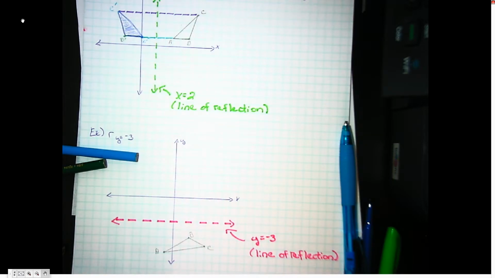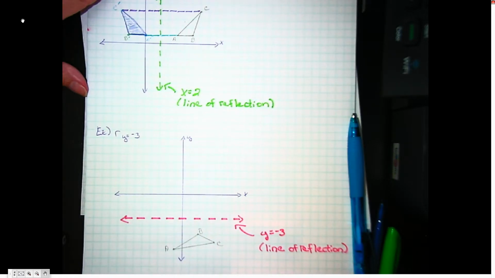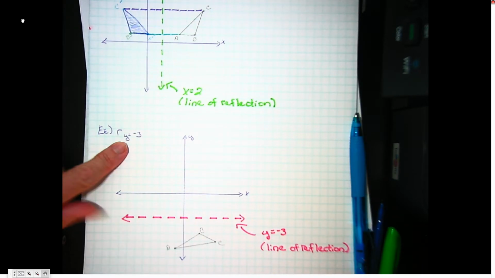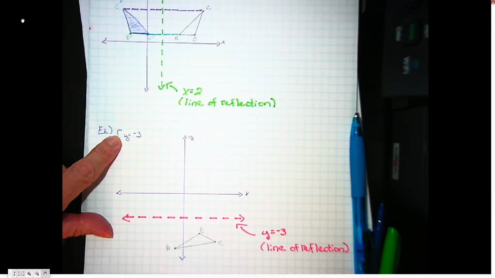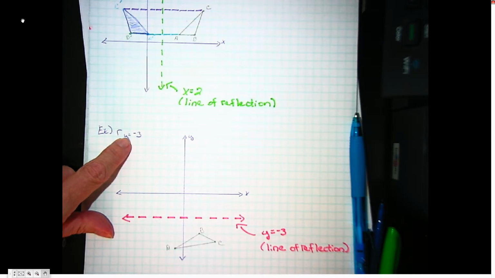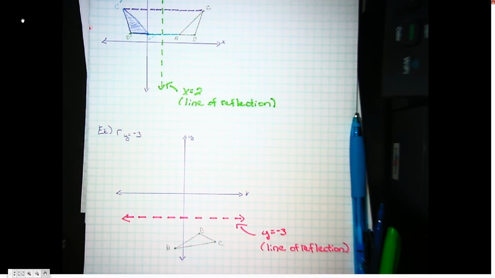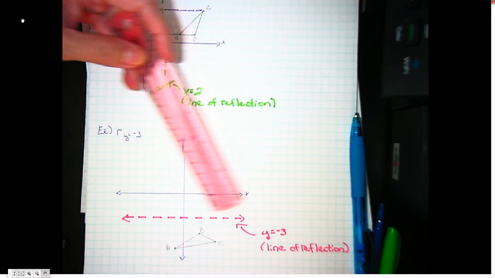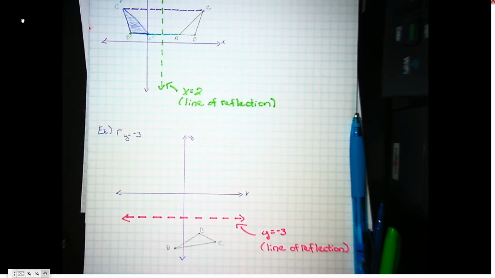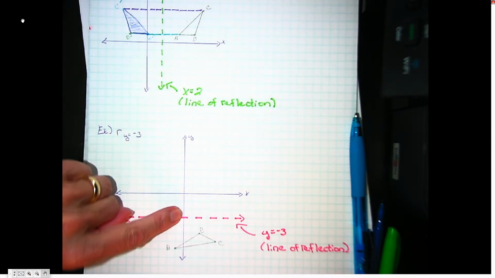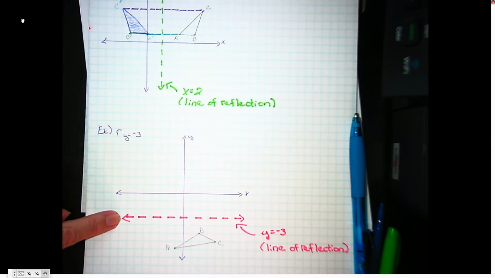All right, there's my ruler. So let's look at a horizontal line. Remember, a horizontal line is y equals something. So I read this as lowercase r means reflect across y equals -3. So I'm going to draw a horizontal line, which I already did, at y equals -3. Just count down 1, 2, 3, and draw your dotted line. That's going to be my line of reflection.